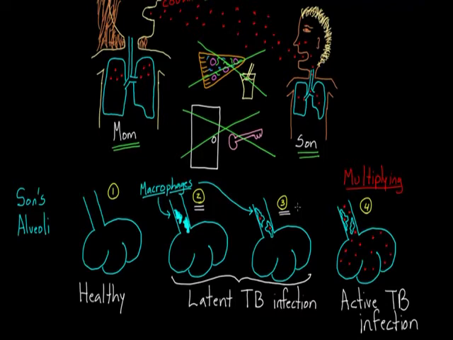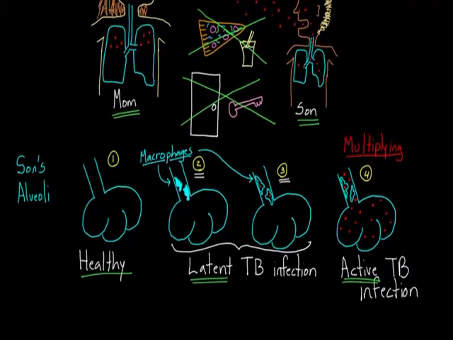So we lump these together and call them both latent TB infection. The real key, and this is kind of the take home that I want to point out, is that there is a difference between healthy, someone that's really never seen TB in their life before, latent, where you have seen TB previously, but you don't have any bacteria that are multiplying, and active TB infection, where you have lots and lots of TB bacteria that are multiplying.